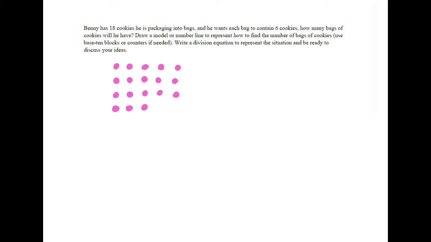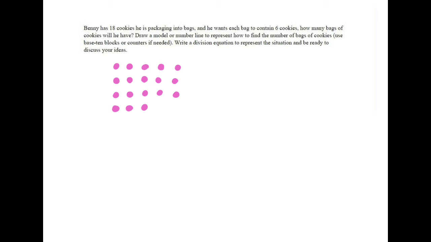Okay. Now, we want to put 6 cookies in each bag. Okay, so I'm going to group 6 at a time. Okay, so it doesn't matter how I do it? Not at all. Okay, so there's 6 right there. There's 6 here. And there's 6 here. Okay, so we need 3 bags, right?